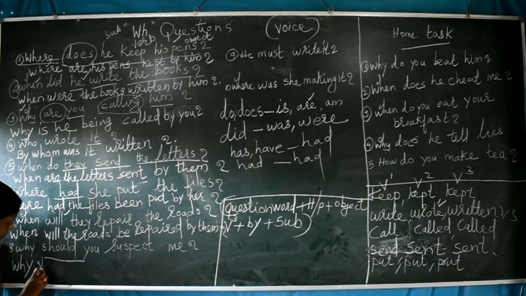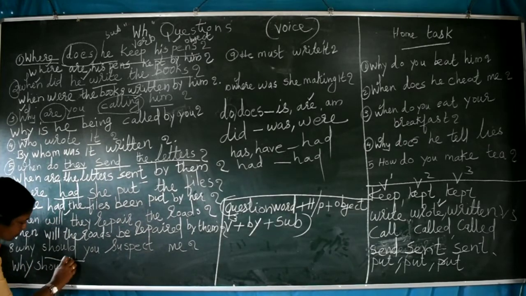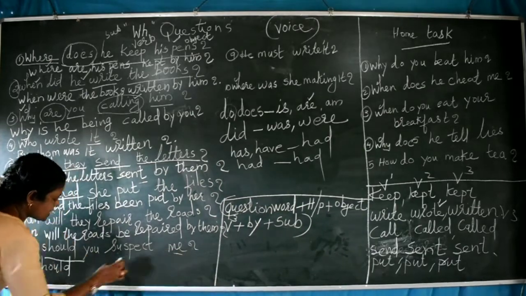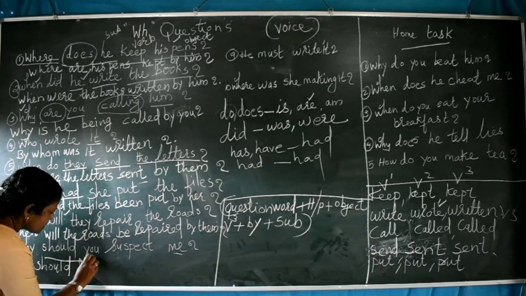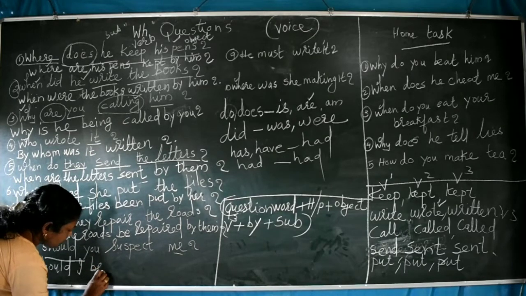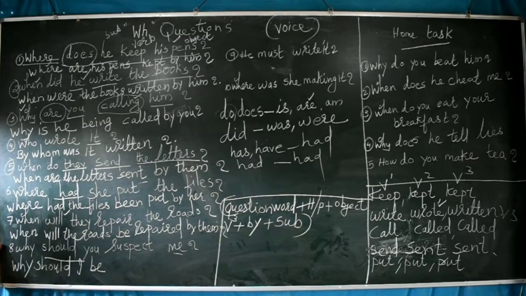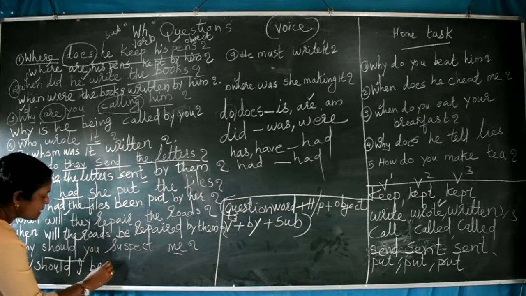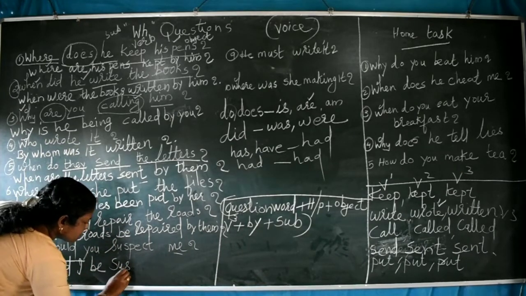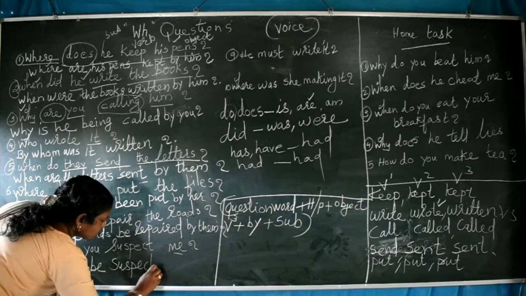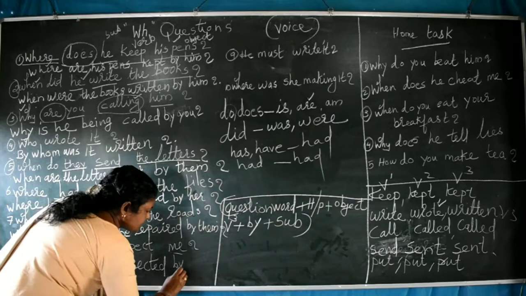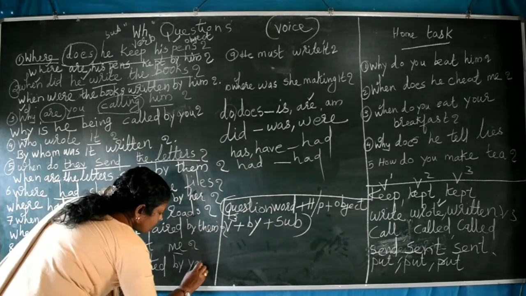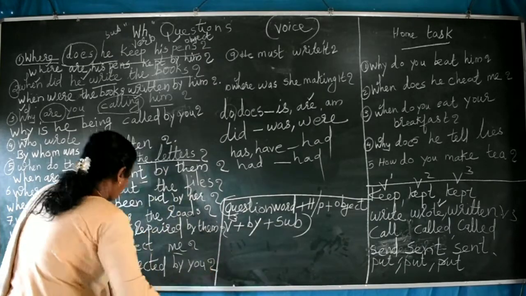Why should, me will change in the subject place to I. Why should I, and be. All the modal auxiliaries, that is future tense, be, don't forget. Why should I be? Again third form of the verb, suspected, by you. You has no change at all. Subject or object, both the same. Okay.